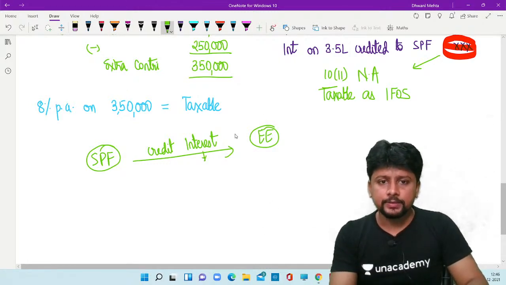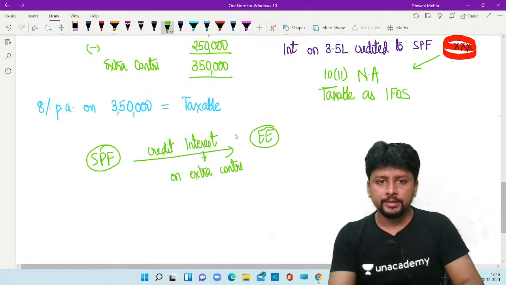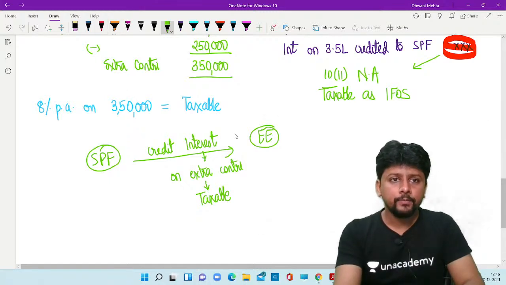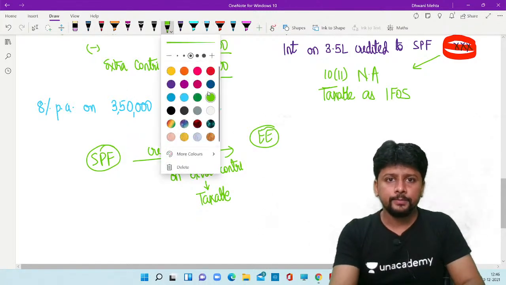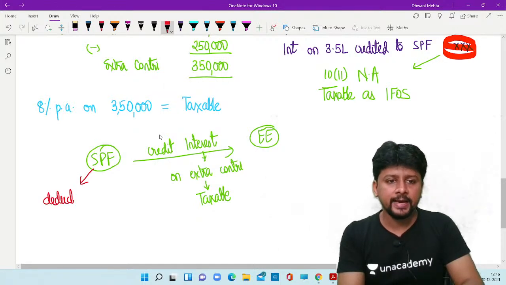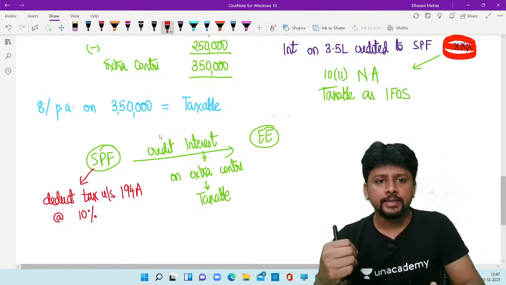Now, this interest on the extra contribution over and above 2,50,000 is taxable. So now it becomes the duty of that statutory provident fund to deduct tax. On interest, you will deduct tax under section 194A at the rate of 10%. If the interest is above 5,000 rupees, you will have to deduct tax at 10%.